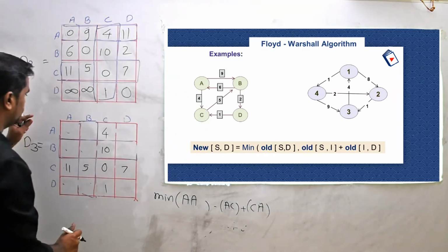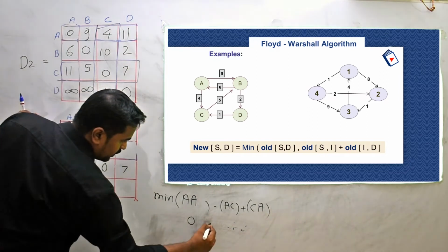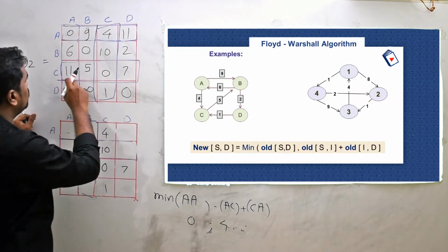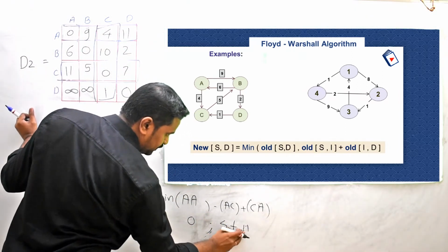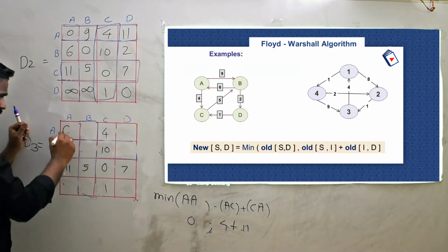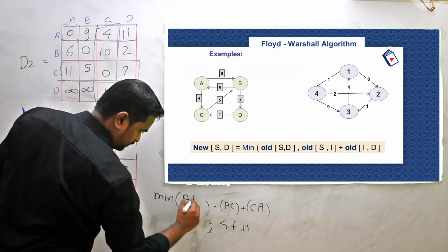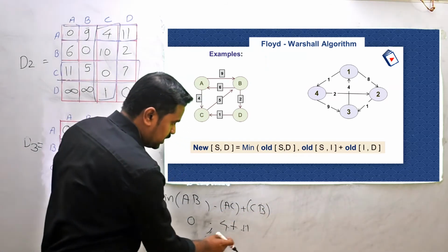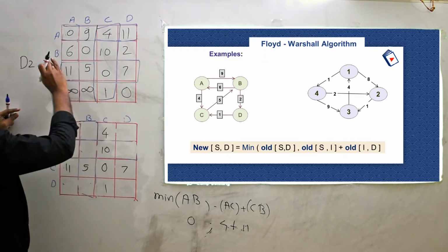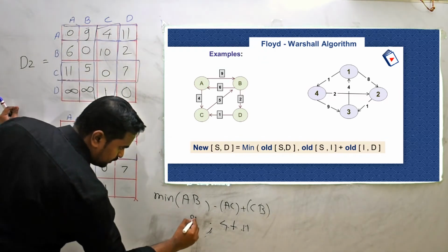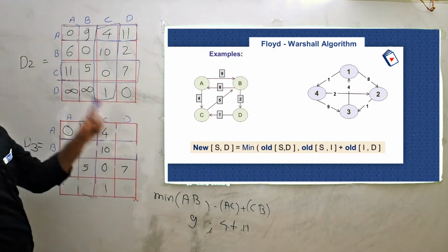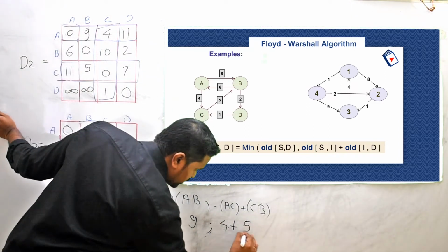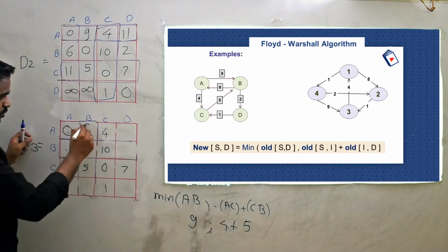So A to A, original value is 0, then A to C, that is nothing but 4, and C to A, that is nothing but 11. Done. So minimum is 0. Again from A to B is A to C and C to B. So A to C is 4 and A to B, first of all, A to B value is 9. Okay, and then A to C is 4 and C to B is 5. So 4 plus 5, that is 9. Both are same. So I'll write down.